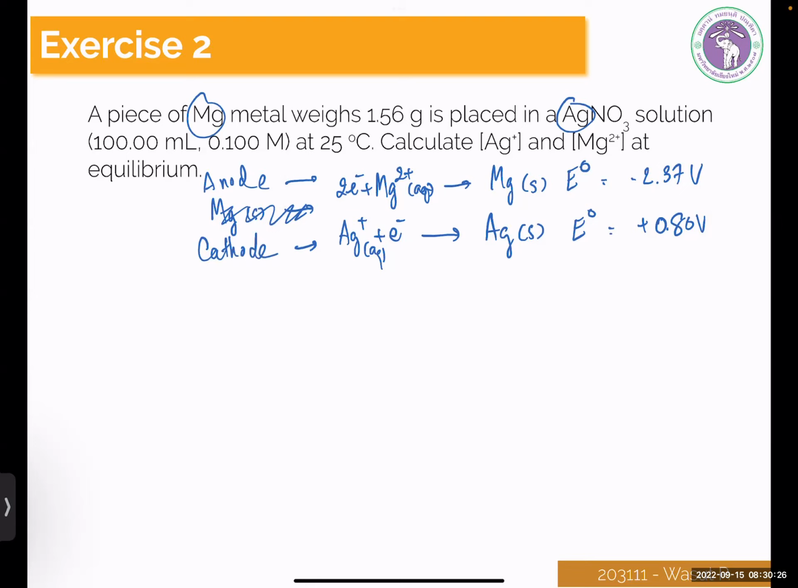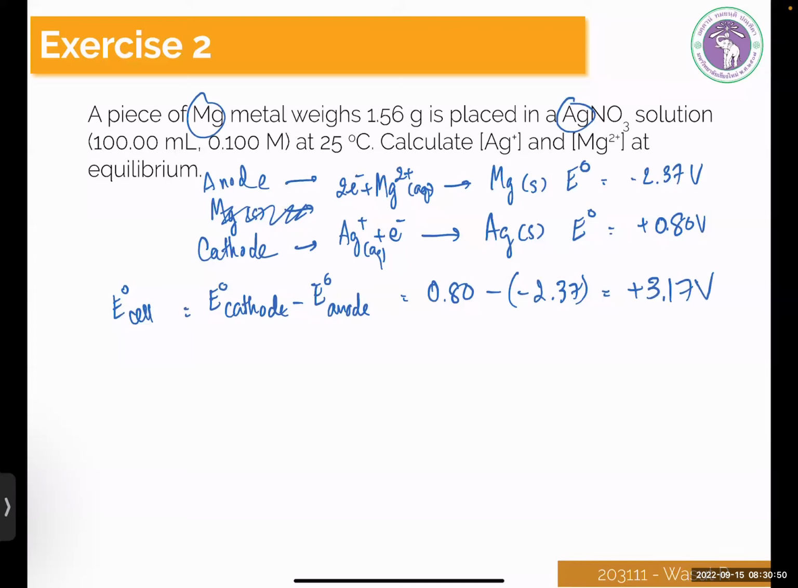So that's how you look at it. What is the E naught of the cell? E naught of the cell is E naught of cathode minus E naught of anode, right? Which is 0.80 minus minus 2.37, which is plus 3.17 volts. Okay, so that's my E naught cell right there.